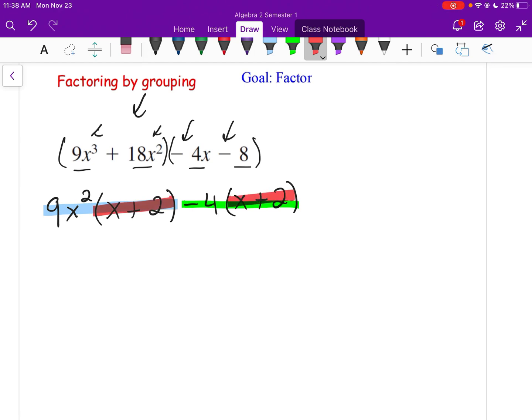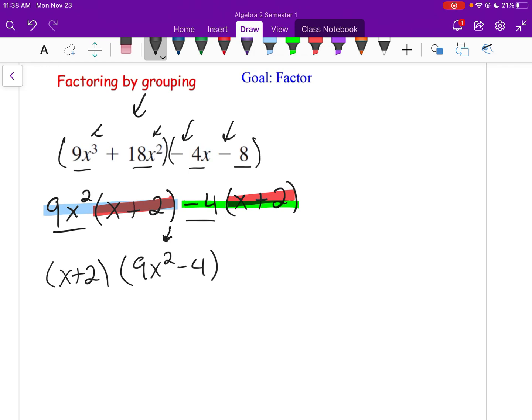So now I'm going to factor out x plus 2 from those 2 terms, which will give me x plus 2. And then what's remaining is the 9x squared minus 4. Okay. Now, typically that's where you'll end.